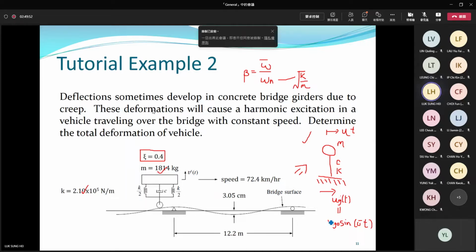What I mean is here. You have to express the ground movement using this psi function. You have to find out what is UG0, what is psi, what is omega bar. UG0 is the amplitude of this psi curve. It is 3.05 cm.